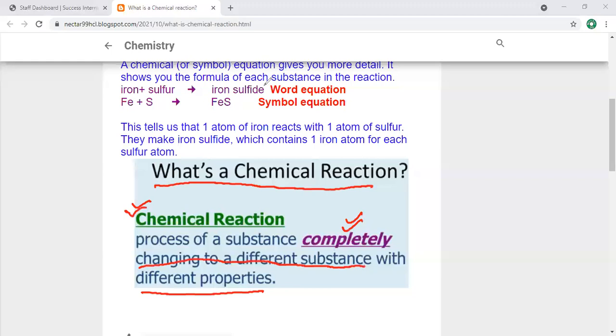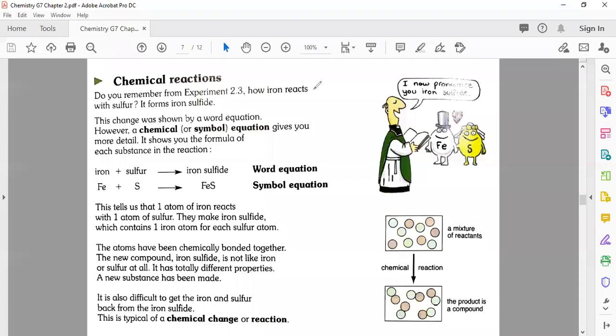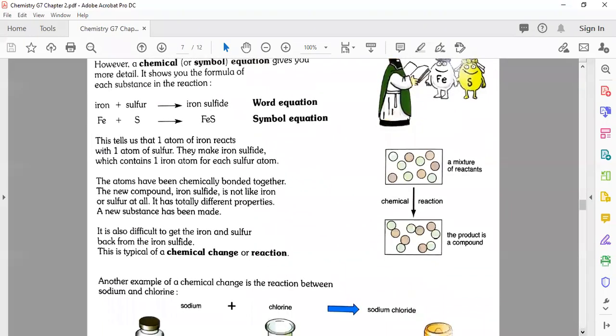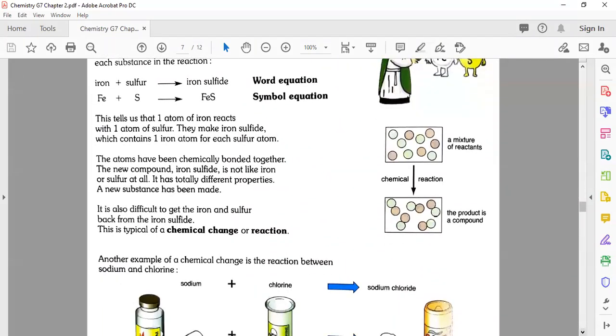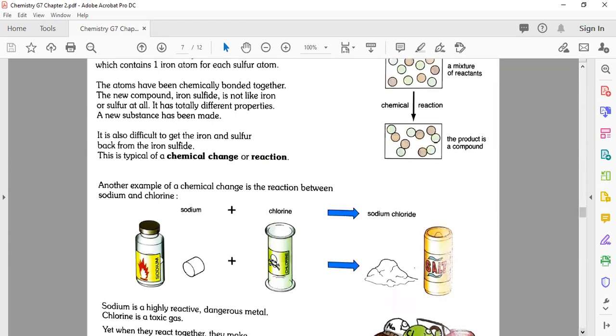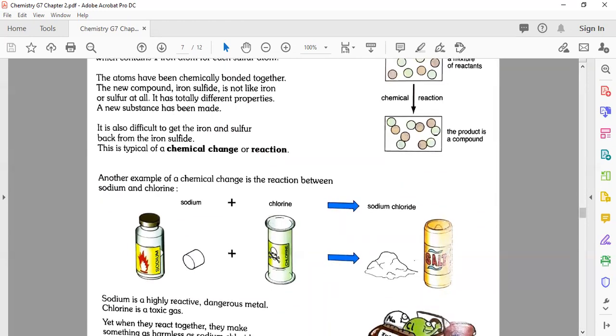Understand? Now come back to your textbook again, page number 24. So let's see what we discuss here and what will be the next part of this lesson. So the atoms have been chemically bonded together. The new compound iron sulfide is not like iron or sulfur, because we know that during a chemical reaction, the reactants convert into products, and the product is not like the reactants. Okay, that is totally changed. Why? Because it is a chemical reaction.